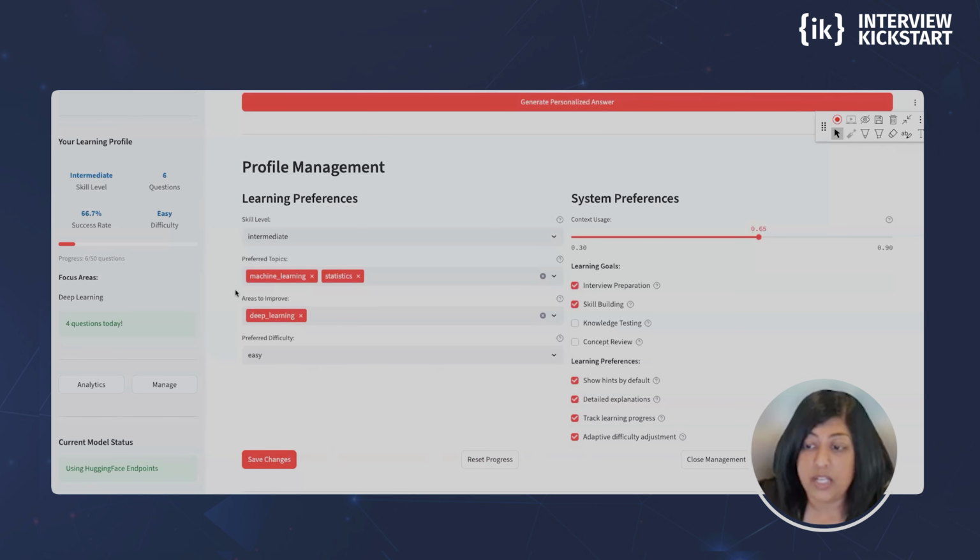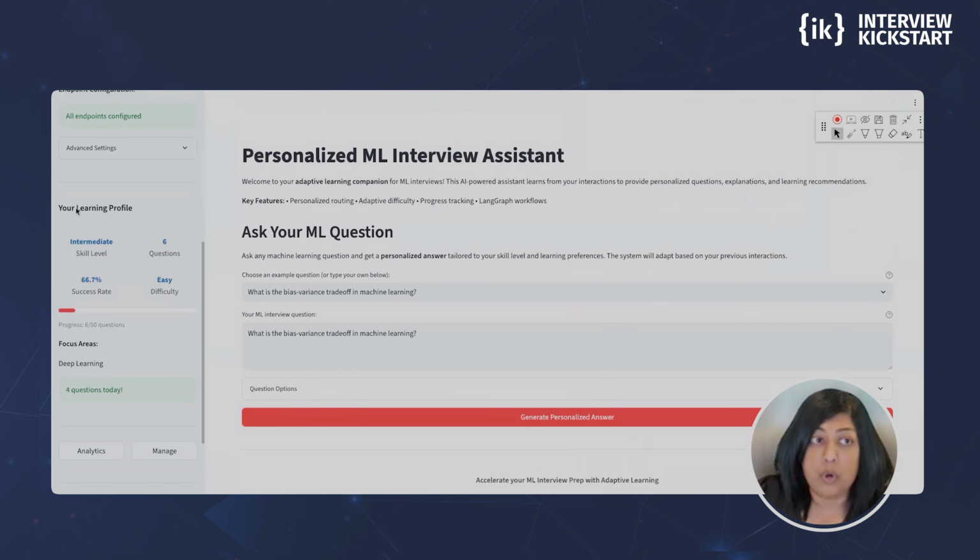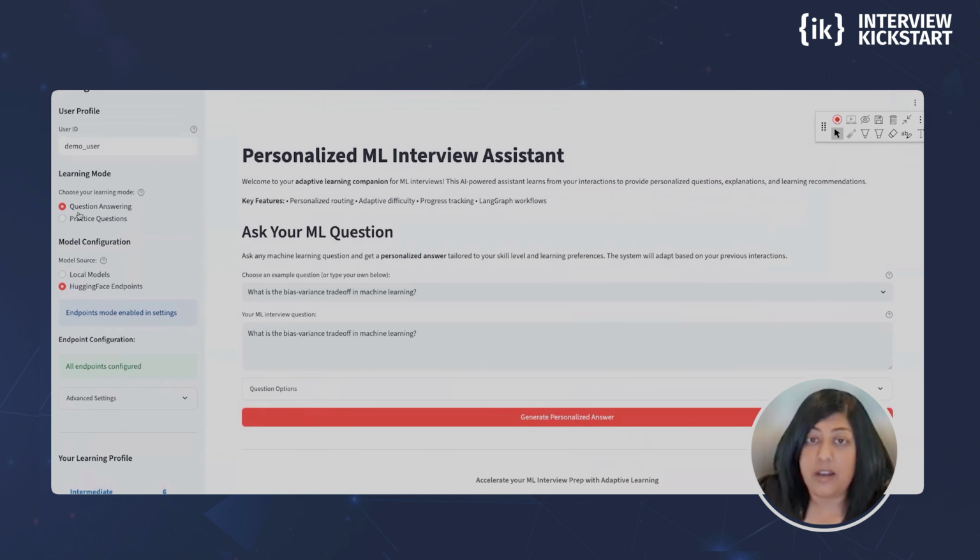Okay, so these can be saved. The demo user's profile is updated. Of course, I did not make any changes from what was already there. So let's get into the QA mode. Like I mentioned, there are 3 LangGraph workflows, and they're orchestrated by the main coordination workflow, correct? And I'm stepping into the question answering mode that is driven by just one LangGraph workflow.